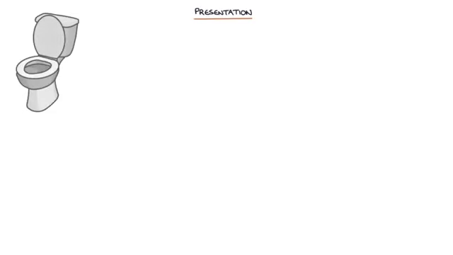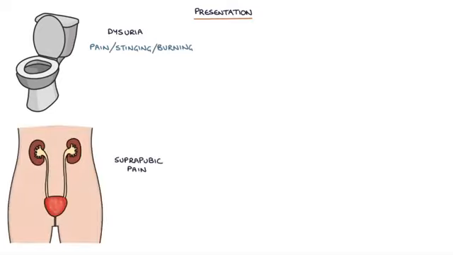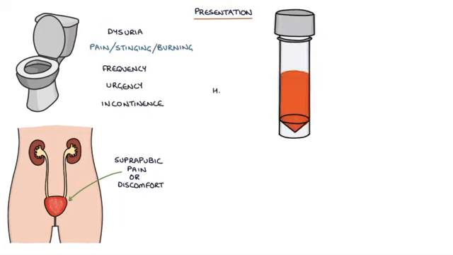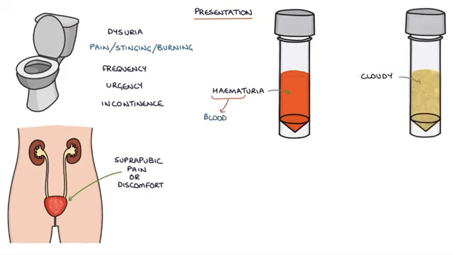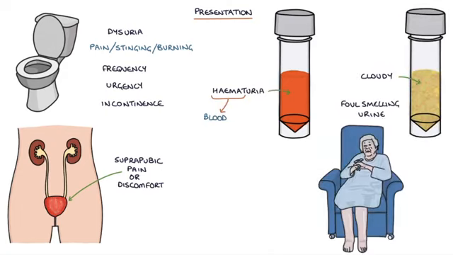Let's talk about the presentation. A typical lower urinary tract infection presents with dysuria, which is pain, stinging, or burning when passing urine, suprapubic pain or discomfort, urinary frequency, urinary urgency, incontinence of urine, hematuria, which is blood in the urine, cloudy or foul-smelling urine, and confusion, which is commonly the only symptom in older or frail patients.